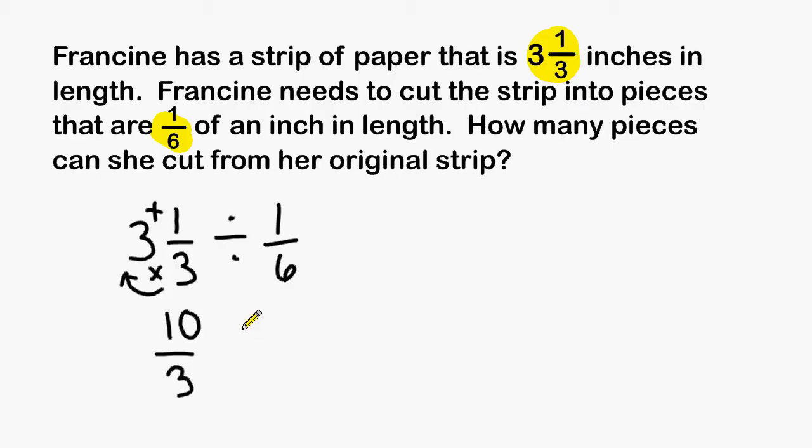The next thing that we have to do is change our division sign into a multiplication sign and write the reciprocal of the fraction after your division sign. So we are going to change 1/6 to 6/1. At this point, we can simply multiply the numerators together, which would give us a product of 60, because 10 times 6 is 60, and the denominators of 3 and 1 have a product of 3.